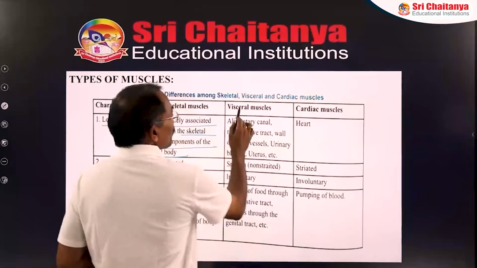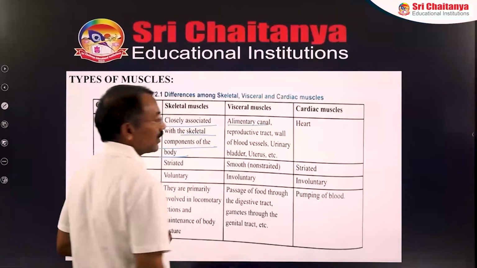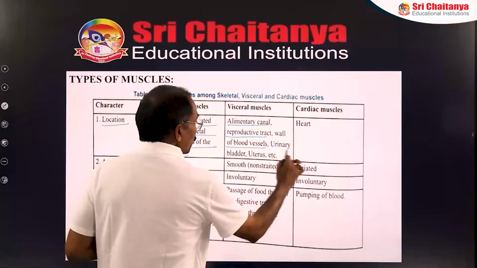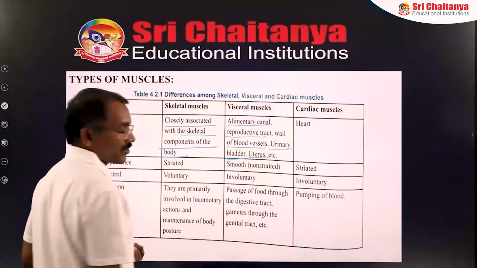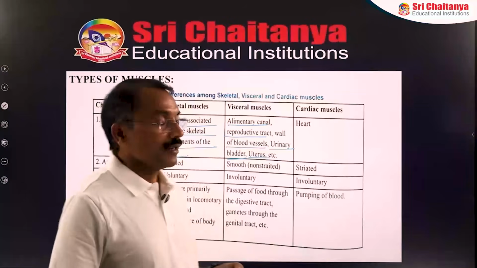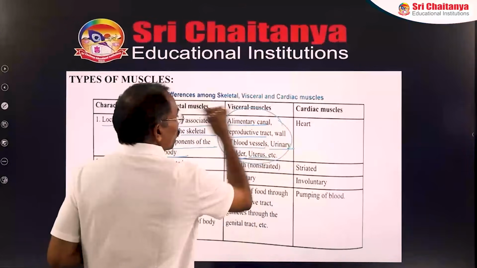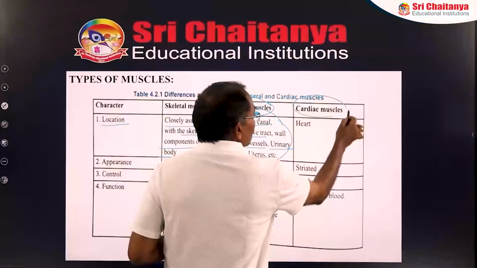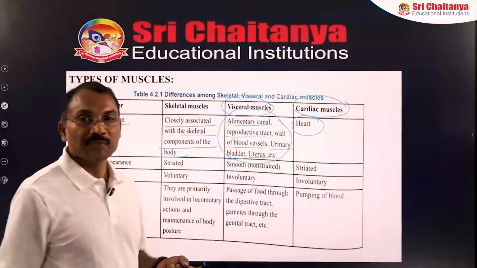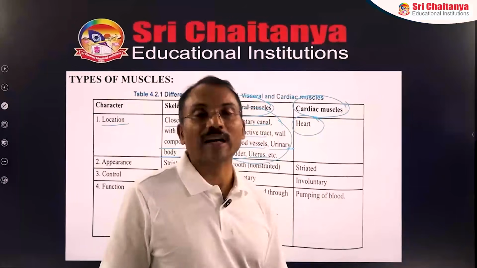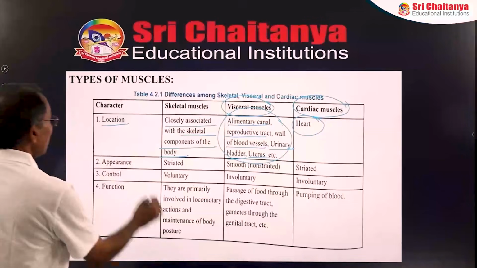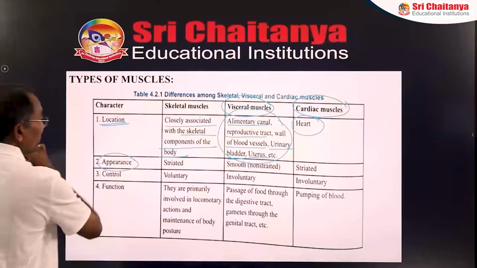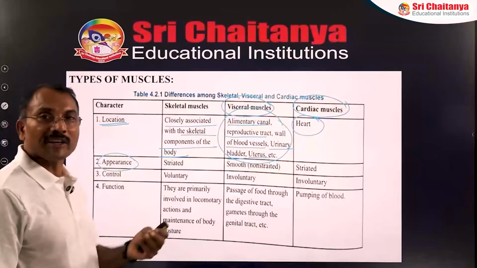Visceral muscles are present in the alimentary canal, reproductive tract, wall of blood vessels, urinary bladder, and uterus in the case of females. These structures show visceral muscles. Cardiac muscles are present in the heart. The heart wall is made of cardiac muscles. This is about location regarding the three types of muscles. Appearance of the three types of muscles. What about their appearance?